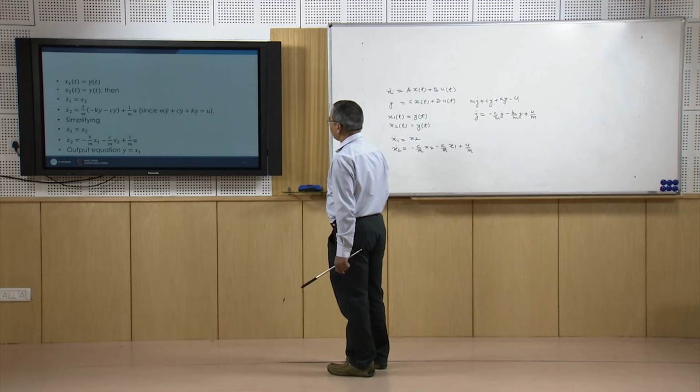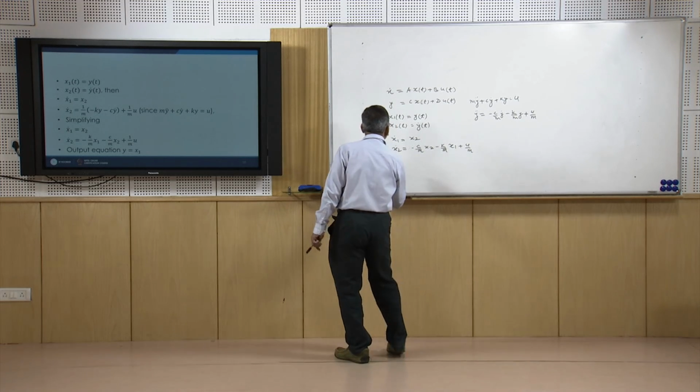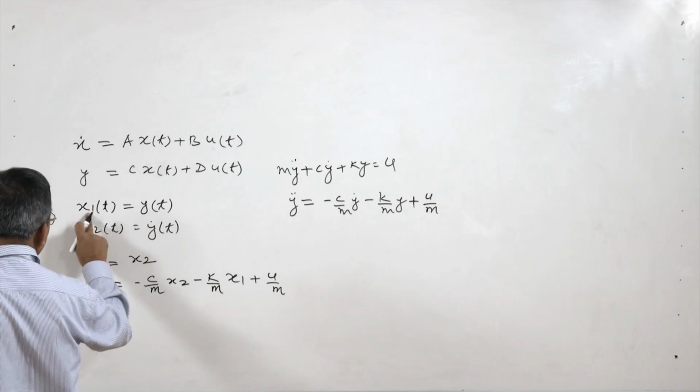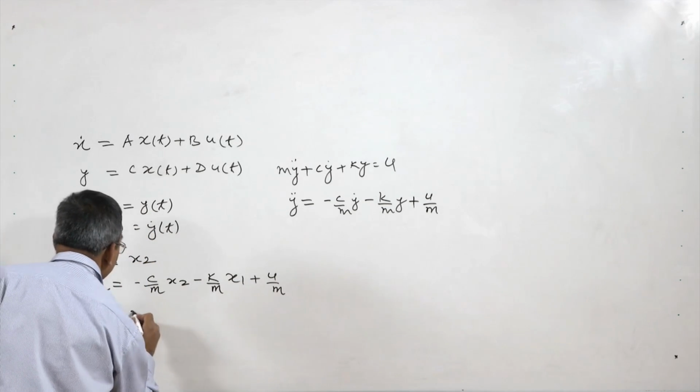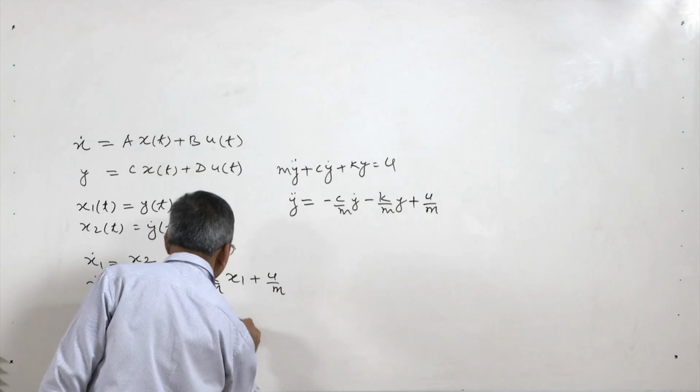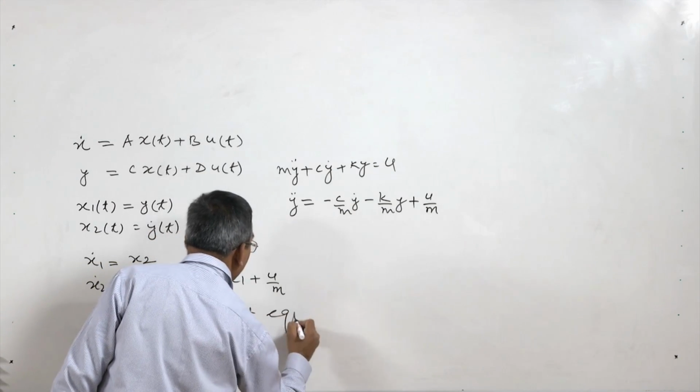And what is my output equation? The output I am interested in knowing is y. My output is y, and what is y here? This y is equal to x1. So, this is my output equation.